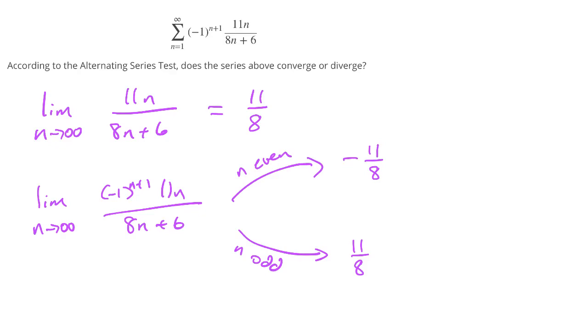And so what this really means is that our limit does not exist. Half of our terms head off to one point, half of our terms head off to another point, and so our overall limit does not exist.